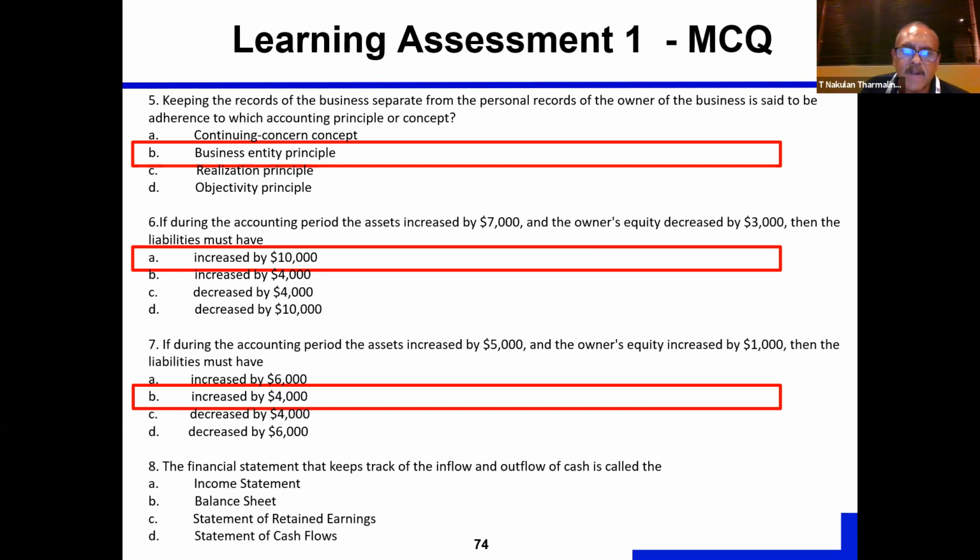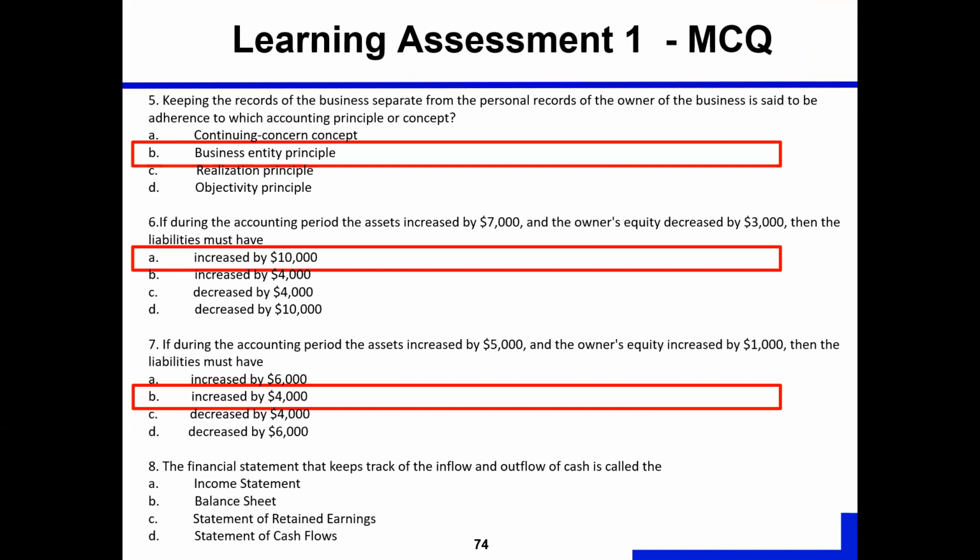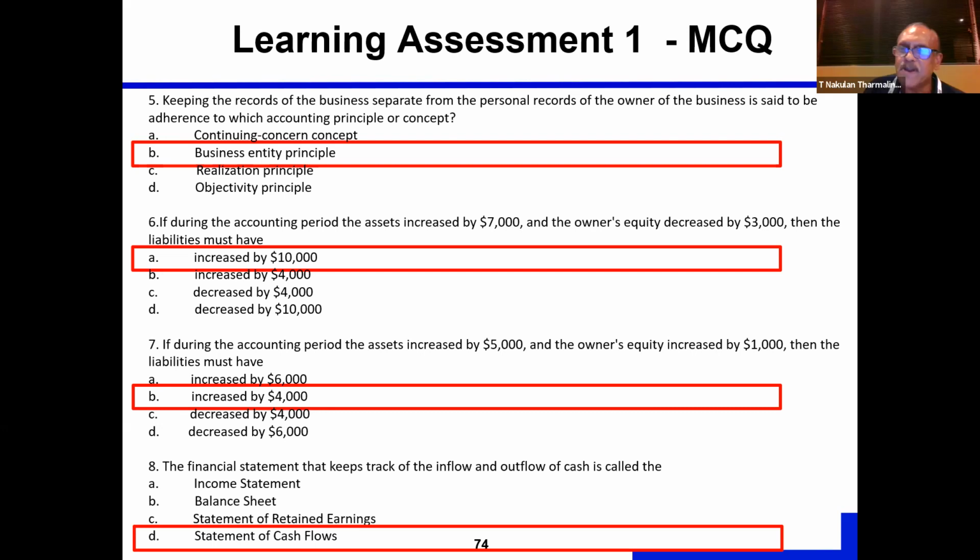Financial statement that keeps track of inflow and outflow of cash is called what? D. Statement of cash flow. Remember, guys, we just did it. It shows what money comes in, what money goes out. Kind of on the dot.